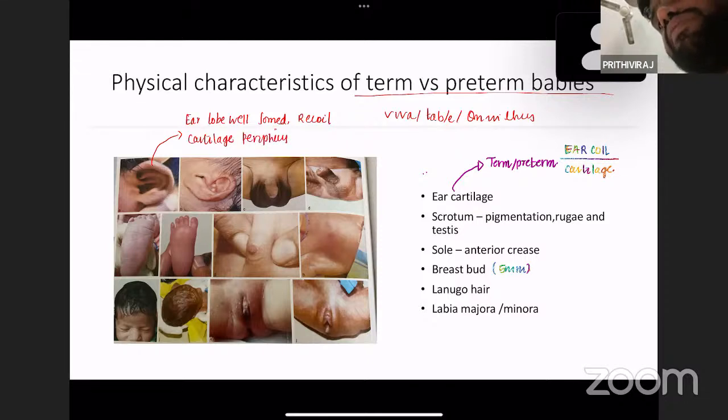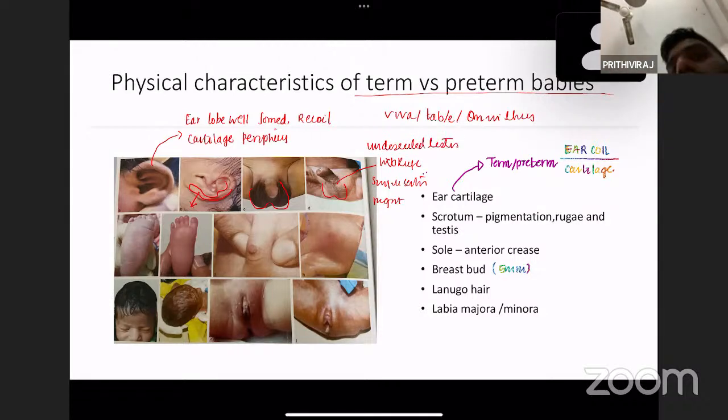Whereas for a preterm baby, the ear is not that well formed. It is just soft, and the cartilage doesn't reach up to the periphery. So this is one way to differentiate term and preterm. In a male baby, in a term baby you see a pendulous, deeply pigmented scrotum with descended testes. Whereas in a preterm baby, the scrotum is not well formed, with no rugae, not so much pigmented, and undescended testes.